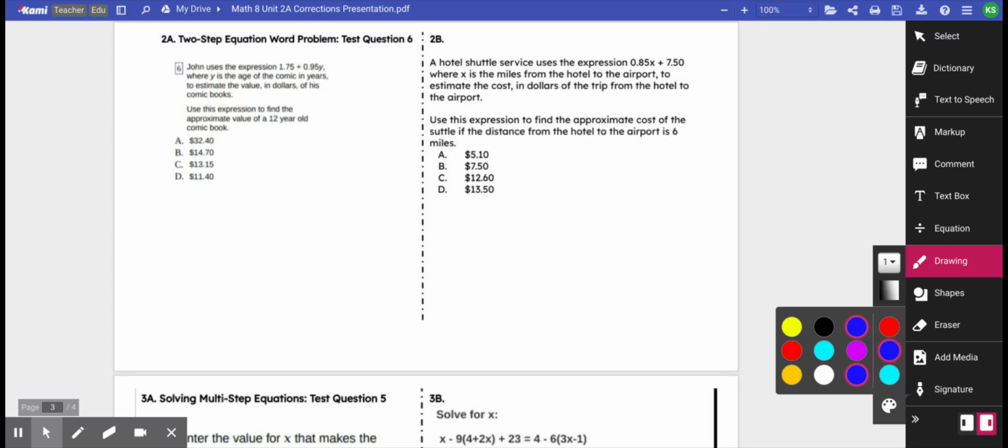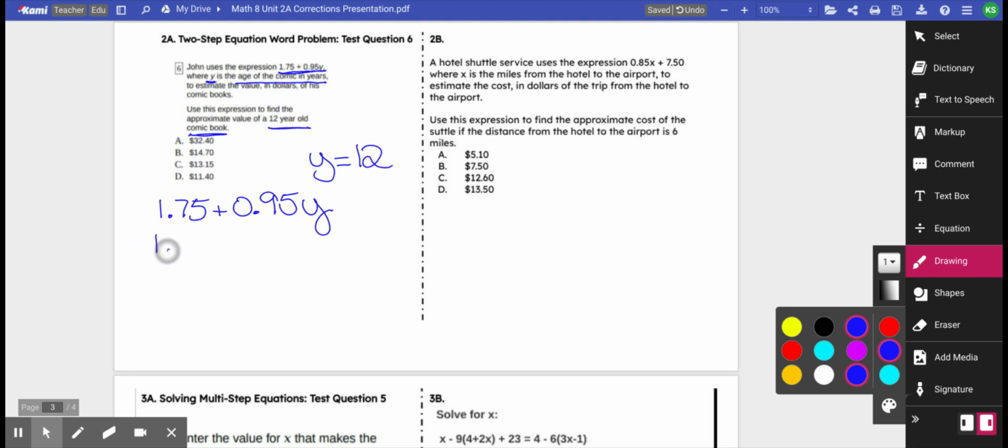So we have this equation. They give us this equation here, okay? And they say that y is age in years. So we're going to write out this equation: 1.75 plus 0.95y. But in the problem, they tell us he has a 12-year-old comic book, and they want to know how much that will be. So we know that y is the years, so y equals 12. Now we just have to plug it into the equation and find out how much that is.